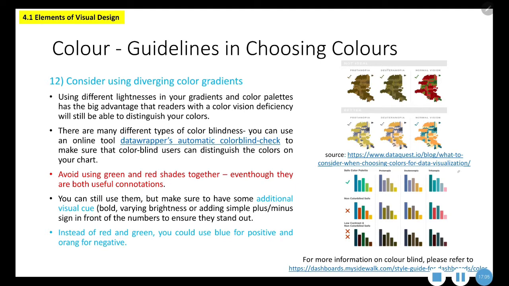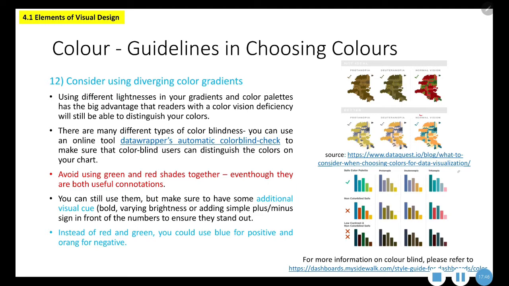So these are the not ideal situations. This is the ideal situation for different color gradients. As we know, avoid using red and green shades together, because even though they both have useful connotations, for example, red for bad, green for good, try to avoid that. It depends on the situation. You can still use them, but make sure to have some additional visual cue. For example, you put in bold or varying brightness, or add a simple plus minus sign in front of the numbers to ensure that they stand out.